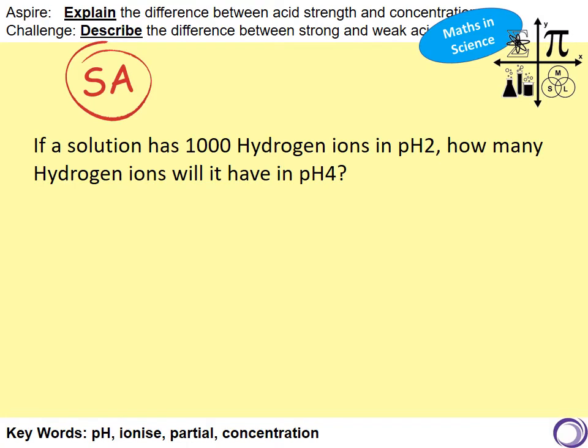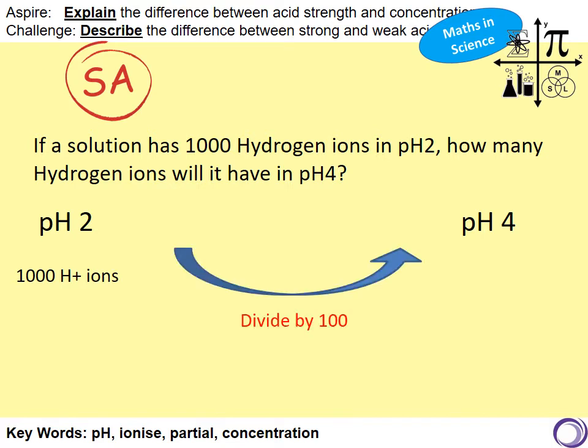How do we get on then? So if a solution has 1,000 hydrogen ions in pH 2, how many hydrogen ions will it have in pH 4? We've gone from pH 2 to pH 4. We had 1,000 hydrogen ions, and this time we've changed by 2 orders of magnitude again. So this time we would again divide by 100. So 1,000 divided by 100 would give us 10 hydrogen ions.